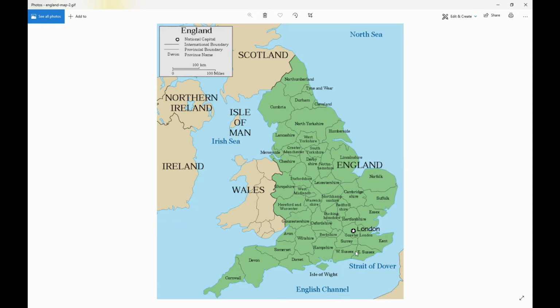Suffolk, Kent, Cornwall, North Cambridgeshire. What's interesting here, if you look at these, here's Northumberland up here. Remember we talked about that. Look at there, this little section here, Cleveland, spelled C-L-E-V-E-L-A-N-D. So there's Cleveland in England right there.